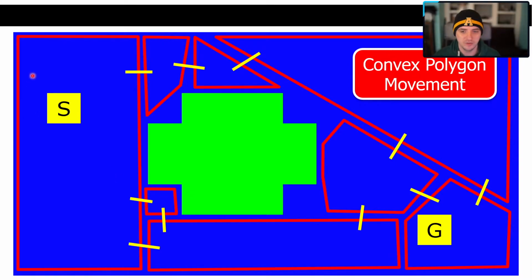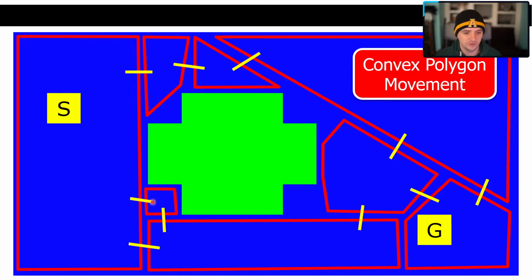And what that also means is that any point within the polygon can see any other point within the polygon. And so that means that if I am inside any particular convex polygon, then I know that I can safely walk without any obstacles from that point in the polygon to any other point in the polygon.